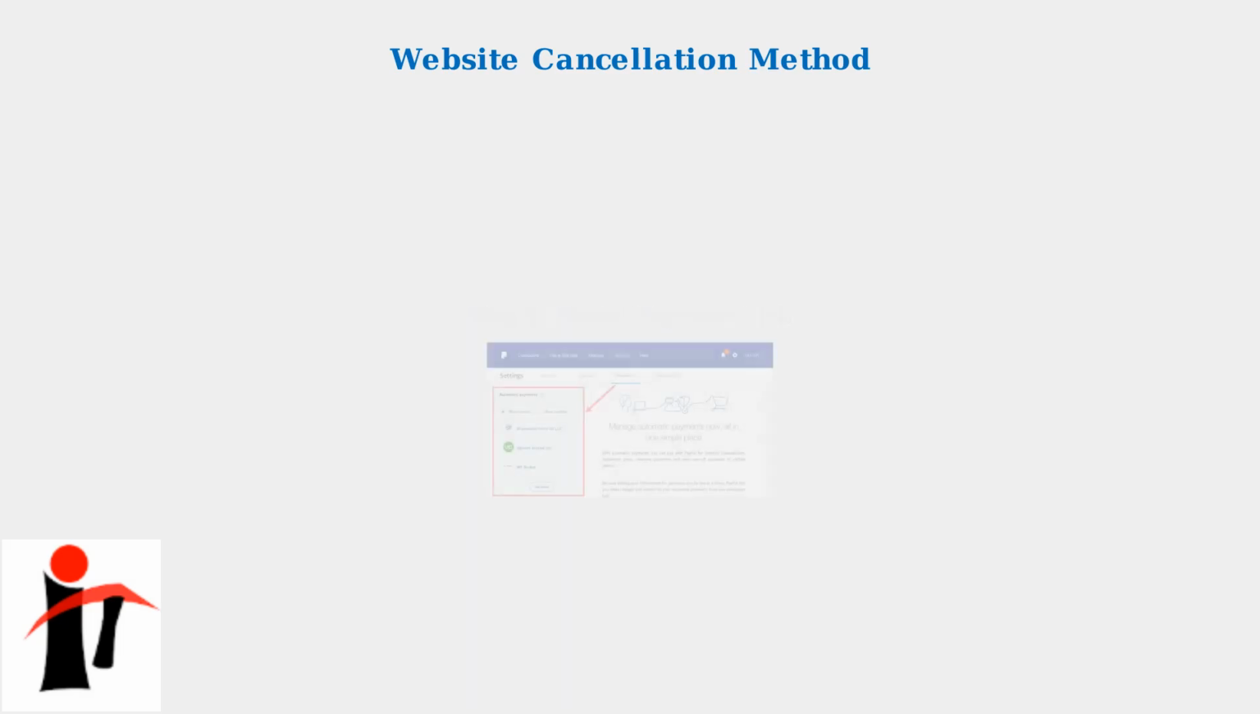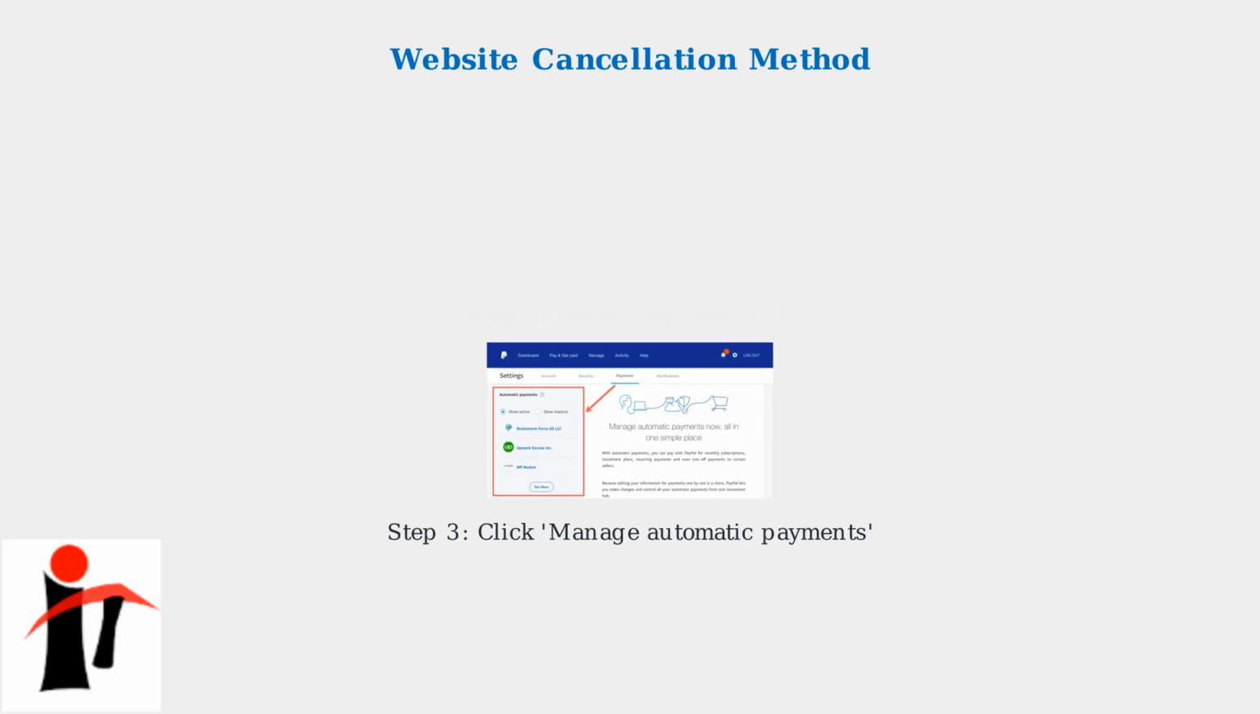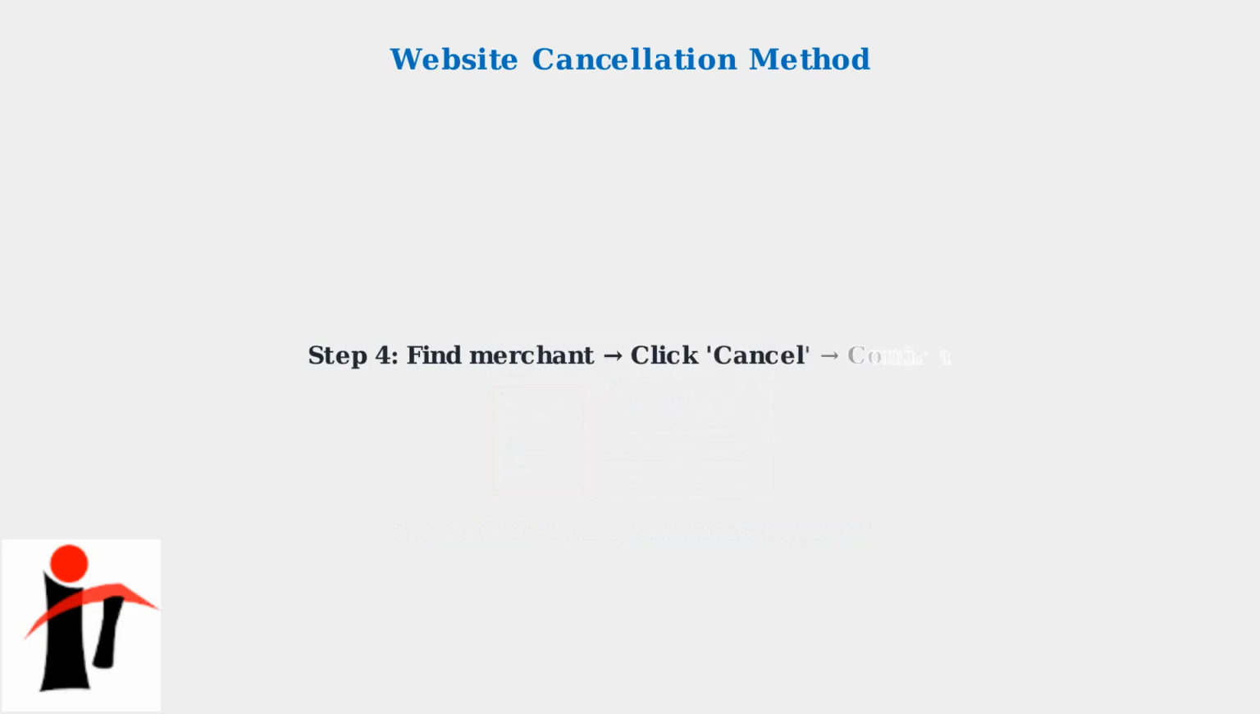In the Payments section, you'll find the Manage Automatic Payments option. This interface shows all your active automatic payments in one convenient location. Finally, find the specific merchant or subscription you want to cancel. Click the Cancel button next to it and confirm your cancellation when prompted.